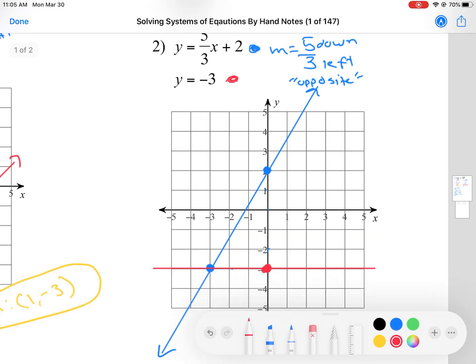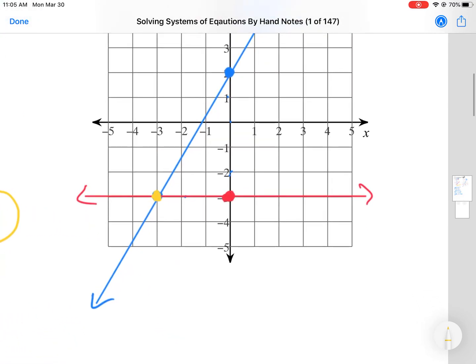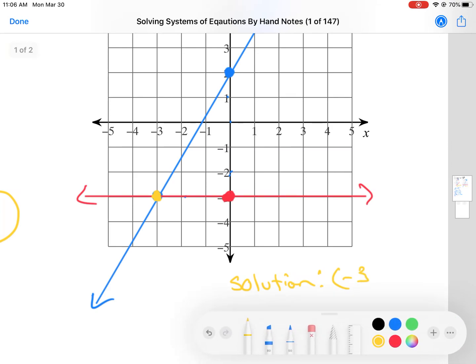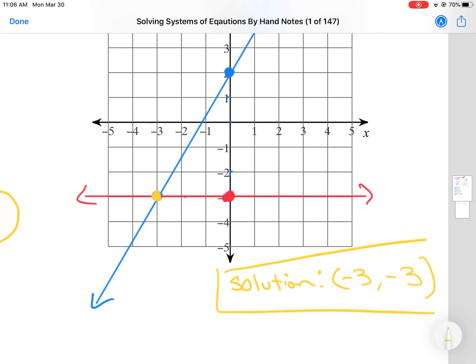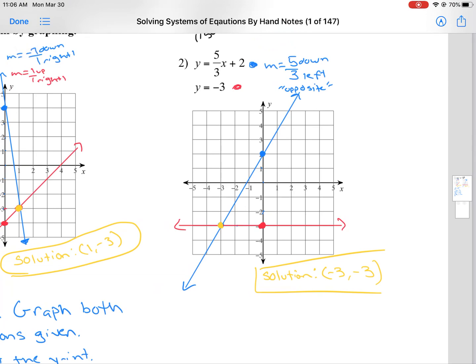Alrighty. Good. Draw my arrows. And we can see at the bottom here, bottom left in the 3rd quadrant, this is where my 2 lines intersect. So that's my solution. So my solution in this case is the point what? (-3, -3). That's underneath that red. So I'll write solution. -3. It's a terrible 3. My bad. Comma. -3. And that is my solution to this graph here.